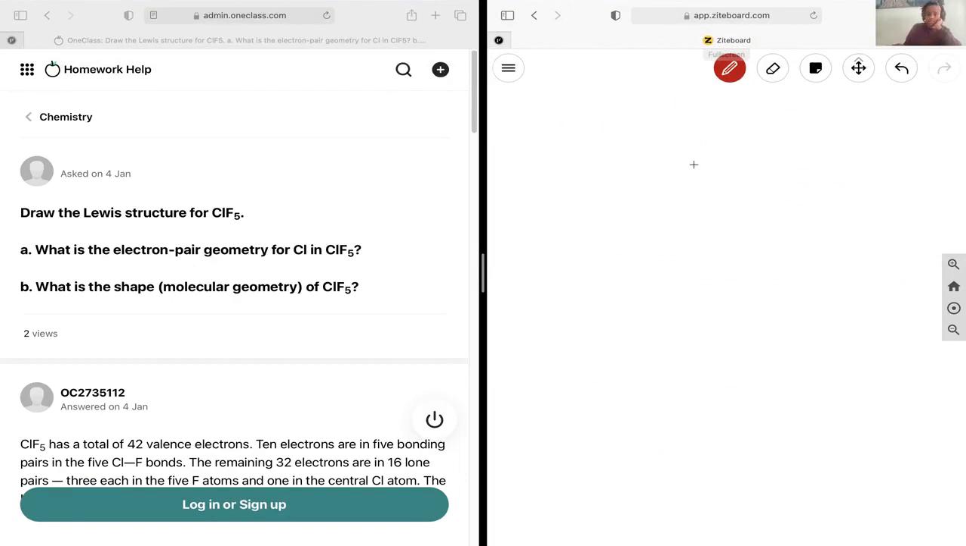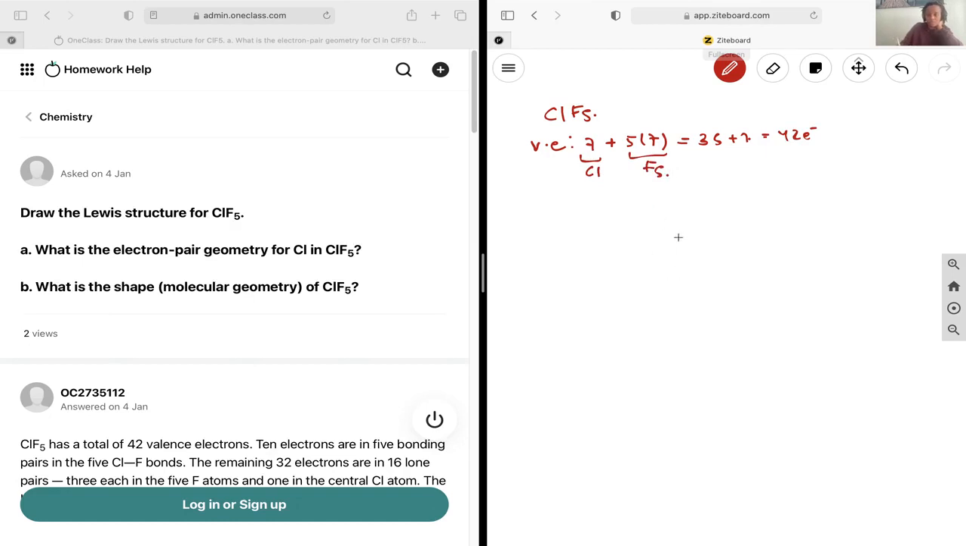Okay, next up, we are looking for the Lewis structure of ClF5. So let's go about doing that first. Let's count our valence electrons. 7 from the chlorine, 5 by 7 from the fluorine. And that is going to give us 35 plus 7, so 42 electrons to figure out. Let's go ahead and label that.